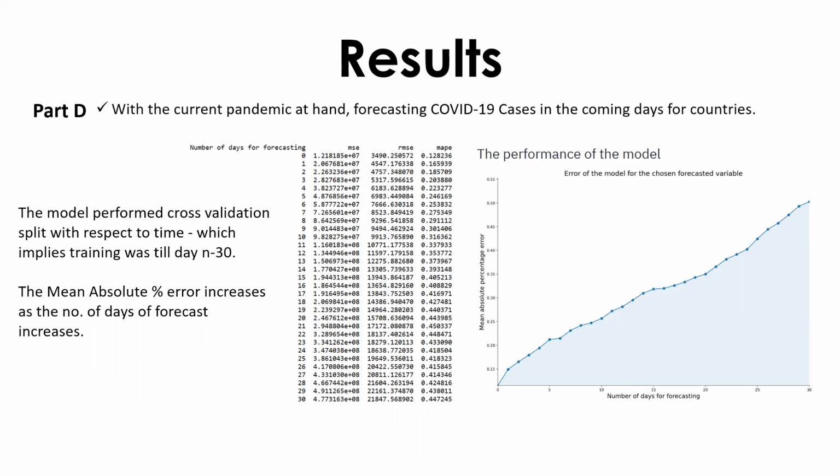Now in FB Prophet, we essentially require two variables. One is the dates and the other is the column for which we need to make future predictions. Based on that, we perform some cross validation as well for the n minus 30 days, where n is the last date of the training set. And we get metrics such as MSE, RMSE, and mean absolute percentage error, which is plotted on the right. So based on these parameters, we make some predictions.